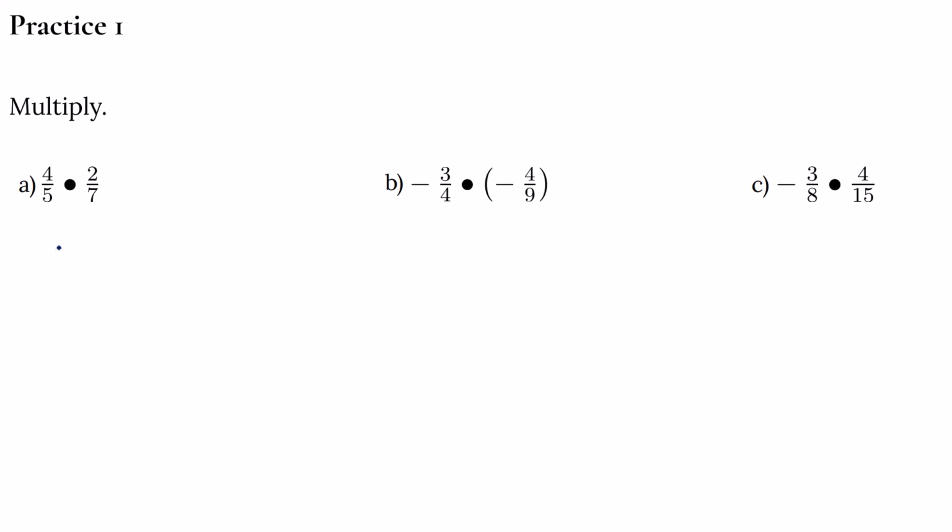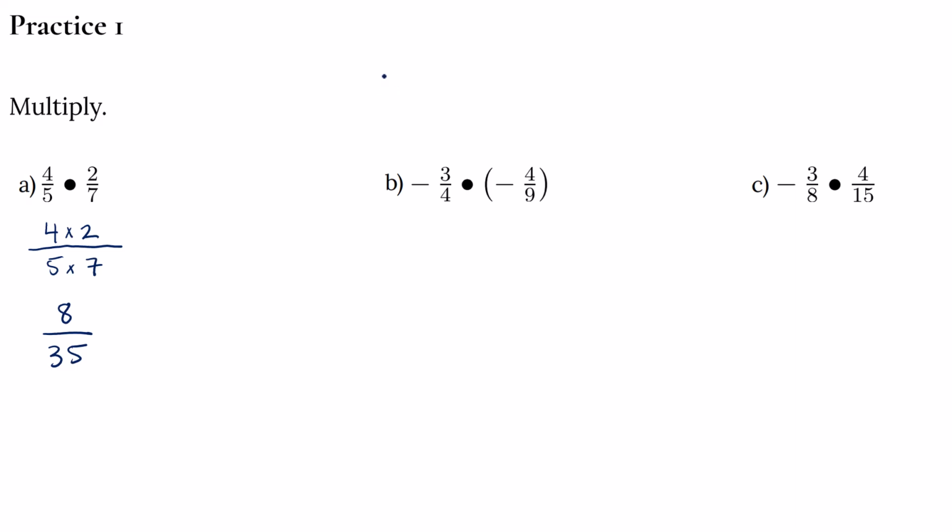To multiply fractions, you will need to multiply the numerators, multiply the denominators together, and then reduce if possible. So with this one, we would have 4 times 2, 5 times 7, and that would simplify to 8 over 35, which doesn't look like it can be reduced.